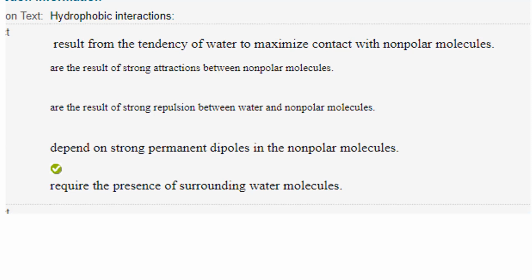So the best answer for this is that the hydrophobic interactions only work if you have water, right? So something to keep in mind, hydrophobic interactions aren't due to repulsion between water and nonpolar molecules. It's just more of a cage that naturally forms. It's kind of a fine distinction there.